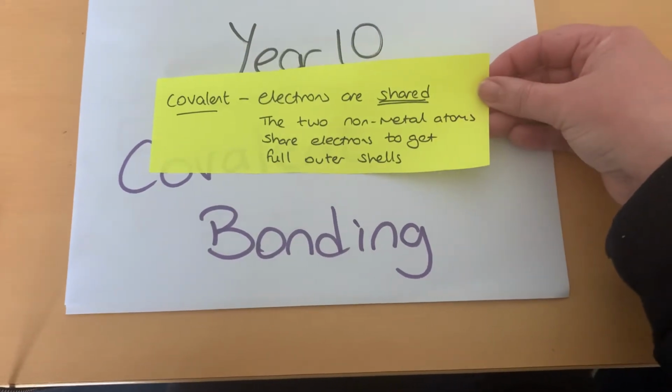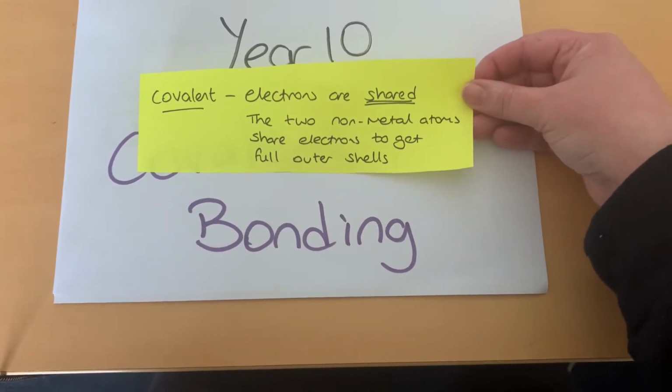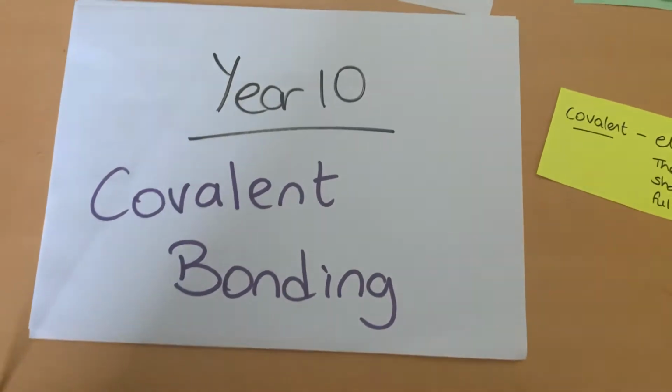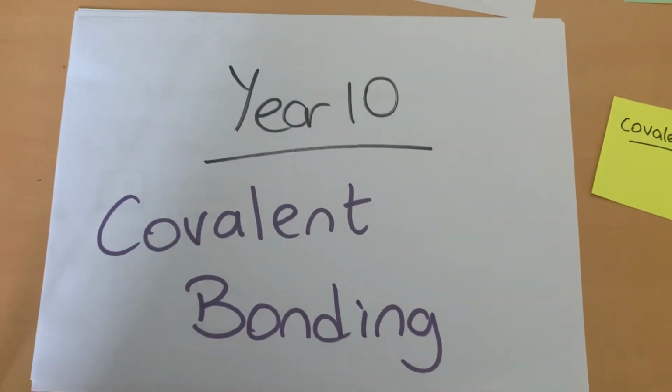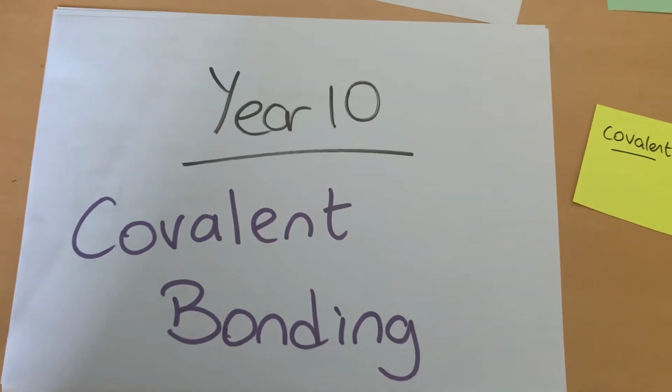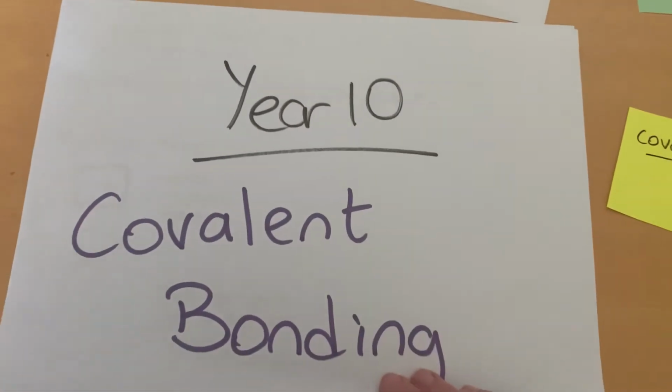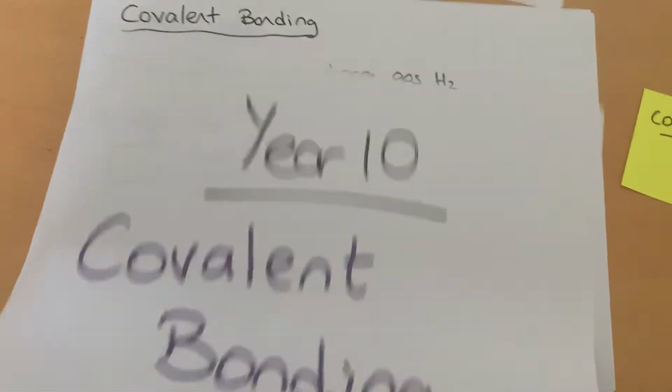So the two non-metal atoms share electrons to get a full outer shell. And remember we talked about, depending where they were in the periodic table, how they would get full outer shells of electrons. And we're going to be looking a wee bit at the periodic table today, to see how many electrons there are in the outer shell and what type of bonds they might form.